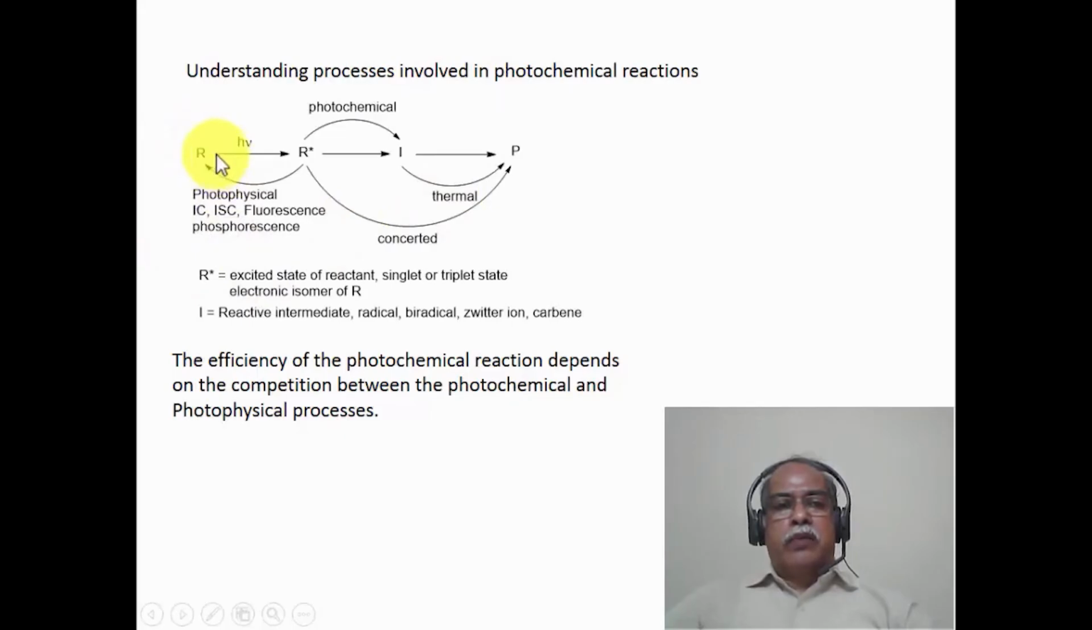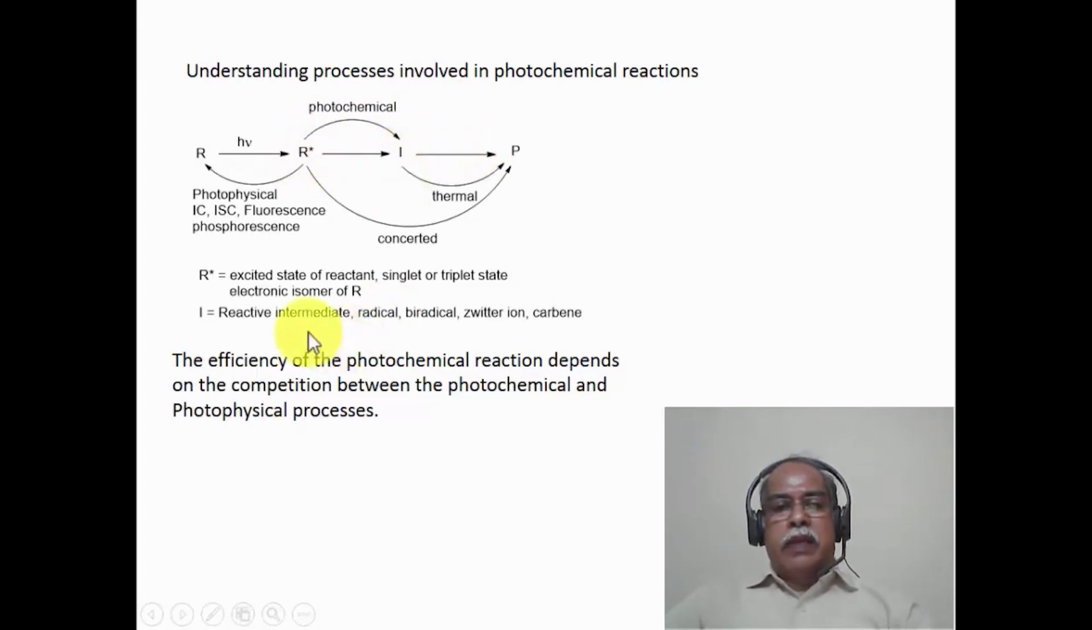It is undergoing a photoexcitation process by means of absorption of a photon, and it goes to an excited state. So R star is the excited state of the molecule. From the excited state molecule, it can go to an intermediate stage, which is a reactive intermediate, for example. This is the primary photochemical process that can take place. In other words, the absorbed photon energy is now converted into chemical energy in transforming the electronically excited state molecule to a reactive intermediate.